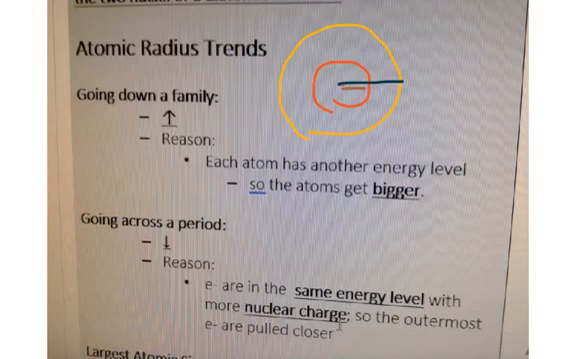What happens when you are going across a period is actually kind of interesting, because everybody thinks, well, your mass gets bigger, so therefore your size is getting bigger. No, your mass gets bigger, but actually your size gets smaller, meaning you're actually becoming more dense.